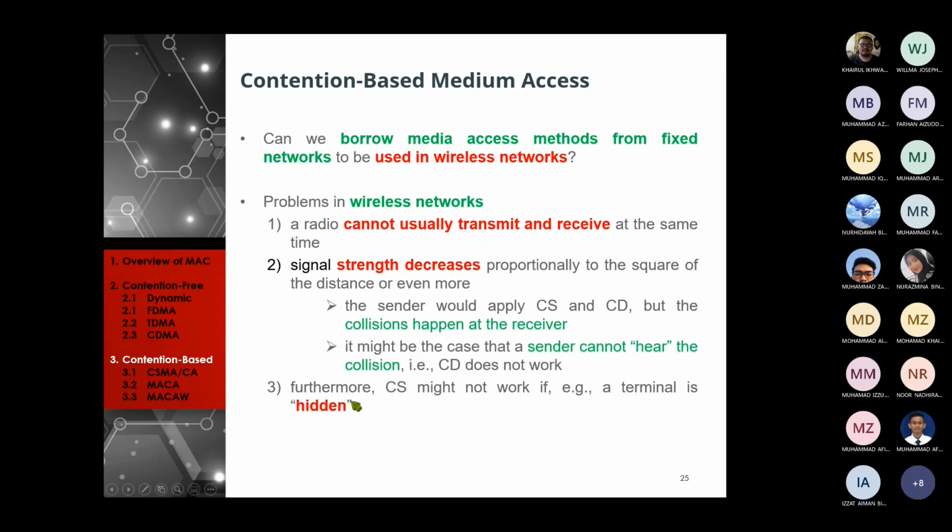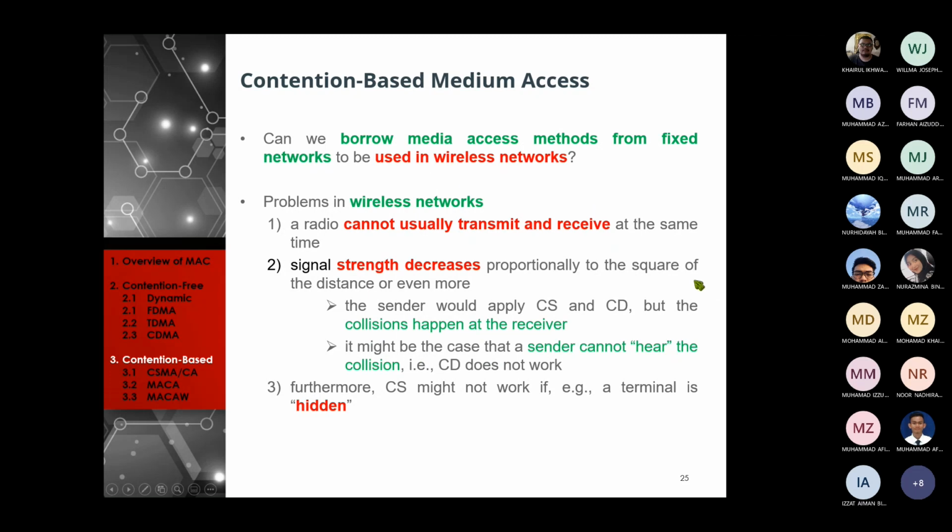Kadang-kadang collision happen at the receiver. Sebab kita wireless, siapa yang boleh control, siapa boleh transmit. Kalau switch senang, nama pun switch, dia boleh switch. Tapi wireless AP macam mana nak terima? Semua orang nak hantar mungkin serentak. So collision happens at the receiver. It might be the case the sender cannot hear the collision. Macam mana nak avoidance?